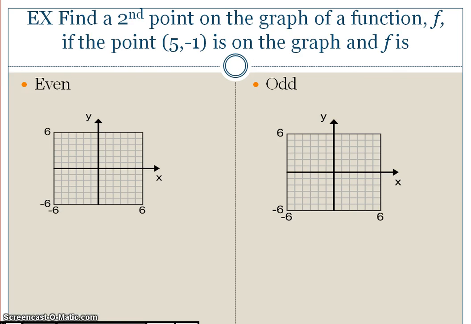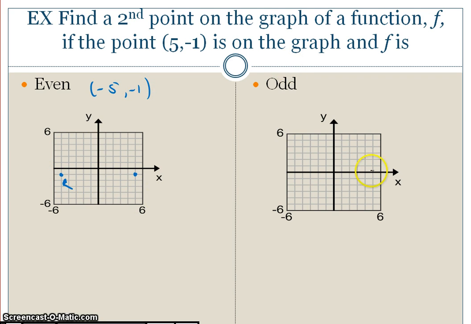So for this, it says find a second point on the graph of f if you have a point (5, -1). So we have a point (5, -1) that we're going to plot. And I want it to be even. So if it's even, it's symmetric across the y-axis. If this is my graph, and this is a point, I know that same point is over here on the other side of the y-axis. So this point is (-5, -1). Okay, so now I know that is symmetric.